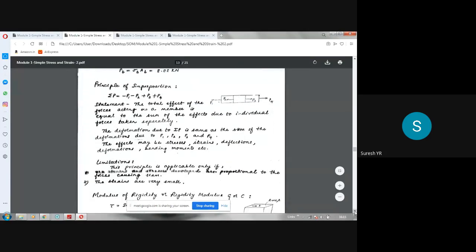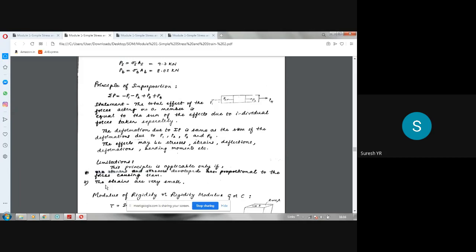Principle of superposition states that the resultant total effect of the forces acting on a member is equal to the sum of the effects due to individual forces taken separately. The effect can be anything: stress, strain, deflection, deformation, bending moment, shear force. Those things we are going to study in detail. So they are called the effects. That is the principle of superposition.